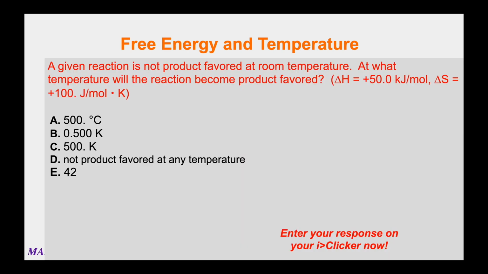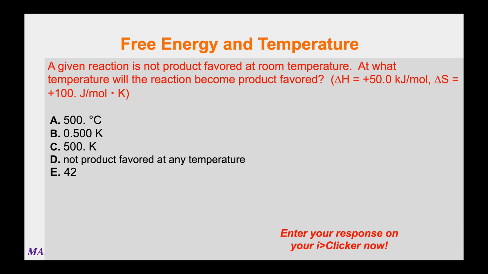Here's a reaction. We've got a given reaction. It's not product favored at room temperature, so it would have a positive delta G. At what temperature will the reaction become product favored? We have a positive delta H and a positive delta S. So this is like the example we did with the iron(III) oxide turning into iron. We're trying to find that threshold temperature, and you can do that by letting delta G equal 0. If it does equal 0, then delta H minus T delta S equals 0. Put negative T delta S on the other side. Delta H equals T delta S. T equals delta H divided by delta S.